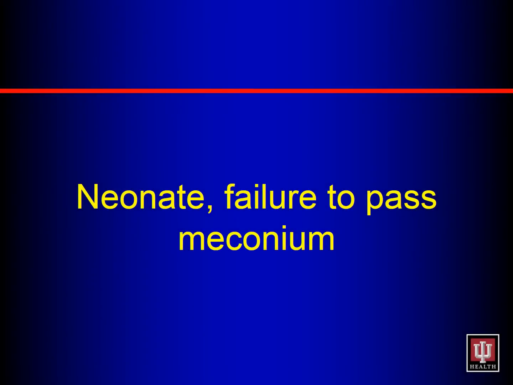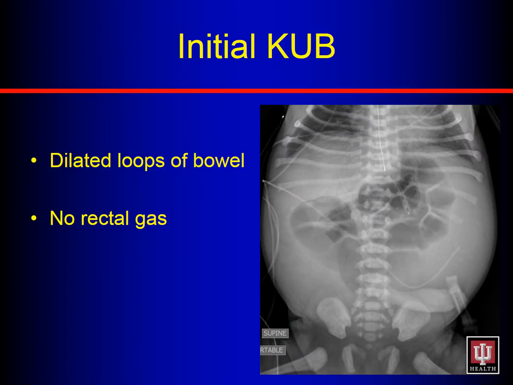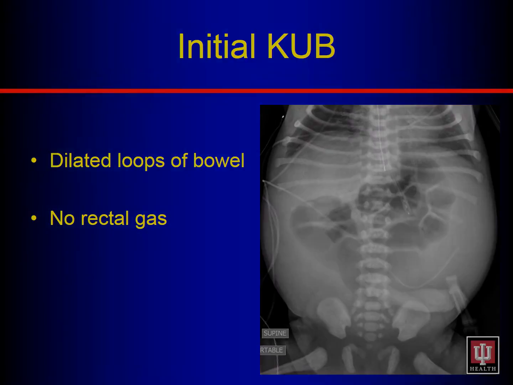We have a neonatal case today with a history of failure to pass meconium. Here's the newborn KUB. We can see some dilated loops of bowel which are abnormally centered in the mid-abdomen. And it's worth noting there's no gas seen in the rectum.